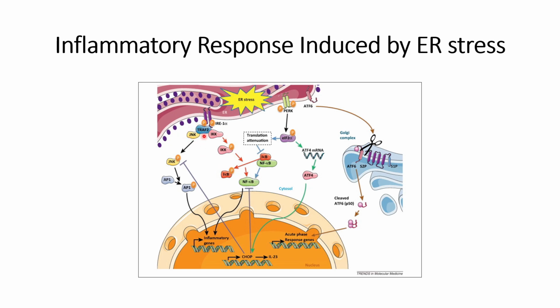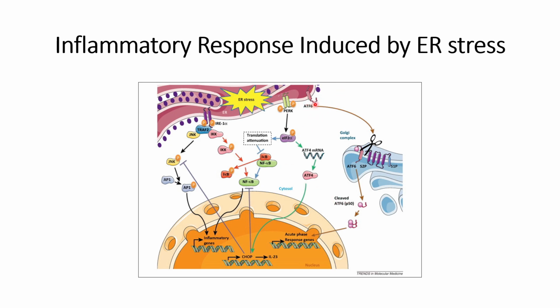The other method by which IRE1 alpha induces the inflammatory response is through phosphorylation of the JNK signaling pathway. It will lead to the phosphorylation of AP1, and this will lead to upregulation of the inflammatory genes related to the JNK pathway.